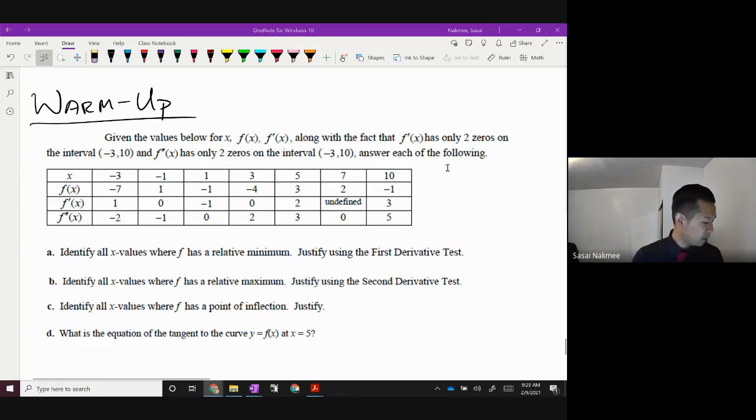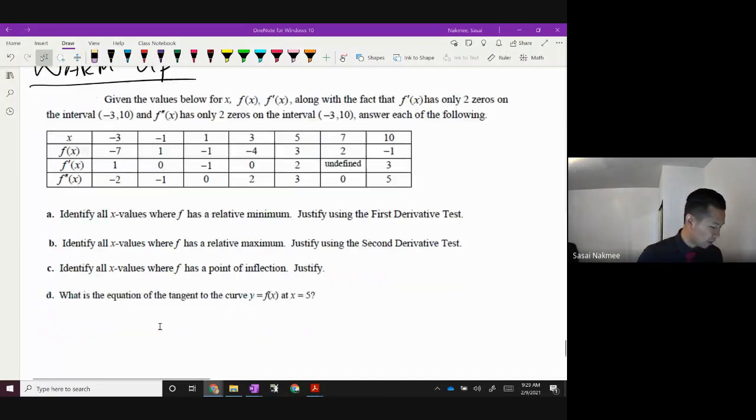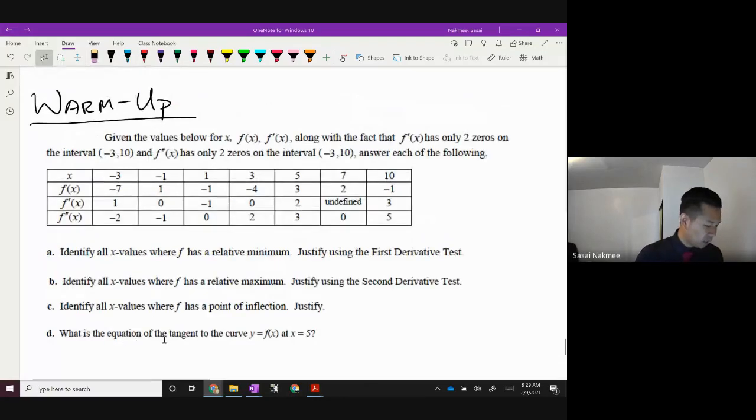From there, we need to figure out where f has a relative minimum, where f has a relative maximum, and where f has a point of inflection. Give me those three things. And then after that, this is a review question: what is the equation of the tangent to the curve y equals f of x at x equals 5? So that's what we're doing right now. I'm giving everybody a couple minutes to try this out. Once you've tried it out, we're going to go over it and see what you got.